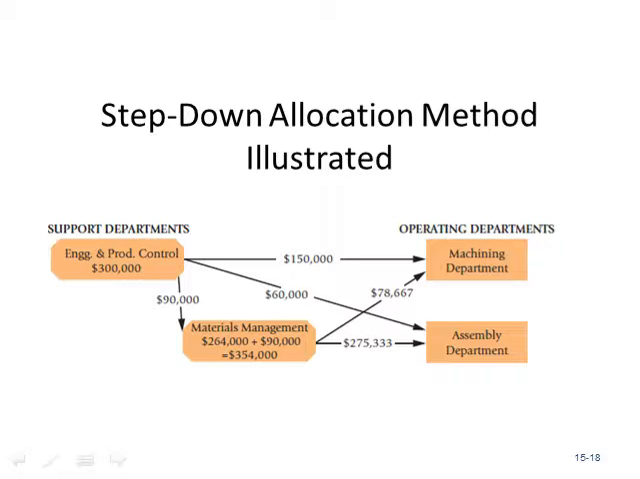And then we see that the material management is allocating its cost out, including the $90,000 from engineering, production, and control, and that those are being allocated out in addition to the materials and management department cost to the operating departments and the assembly departments. I'm sorry, the machining department and assembly department. What we don't see is a line back from materials management to the engineering and production control. That is, we don't see it going back up in the other direction.